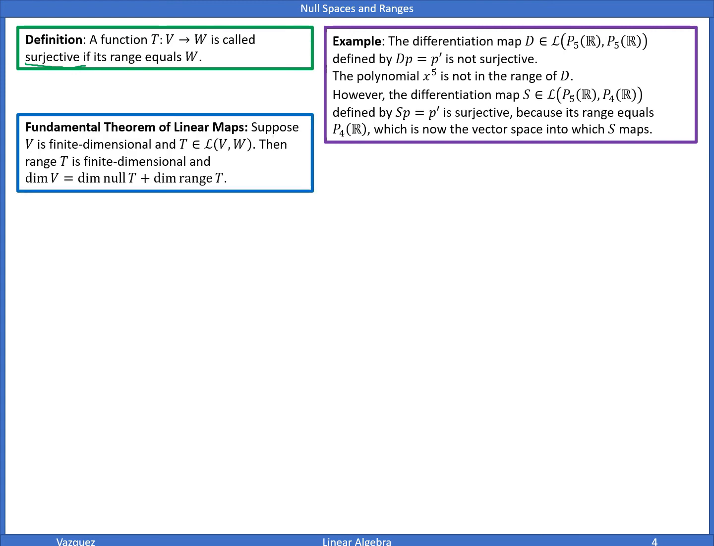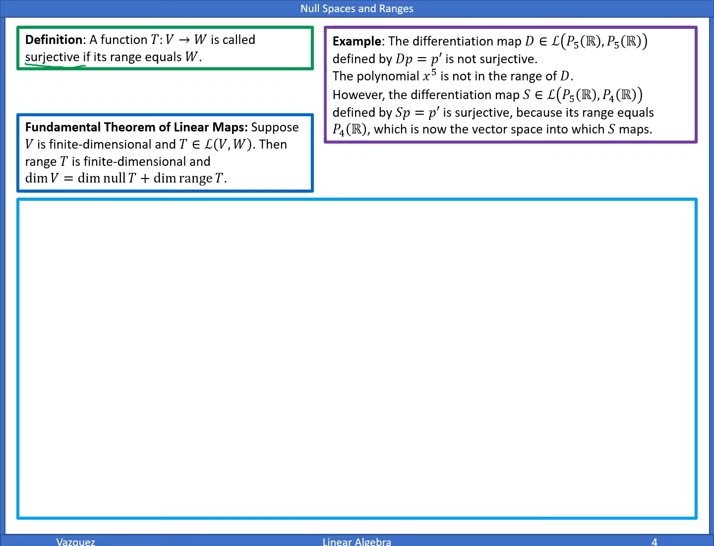So we come to our fundamental theorem of linear maps. Suppose V is finite dimensional and T is a linear map from V to W. Well, then the range of T is finite dimensional and the dimension of V is equal to the dimension of null T plus the dimension of range T.